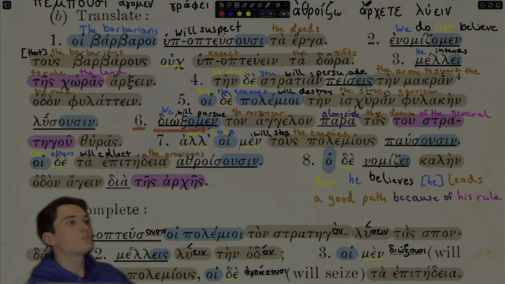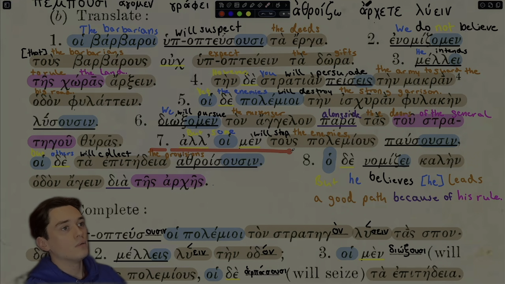6. Dioxamen ton angelan para tas tu strategu turas. First, let's find our verb. Dioxamen. Dioxamen is first person plural, future active indicative. We will pursue. Now you should expect an accusative. Ton angelan, the messenger. Alongside para tas turas. Para is going with turas because tas, the word that modifies turas, comes right after it. Para turas, alongside the doors. Whose doors? Tu strategu, the generals, in the genitive.